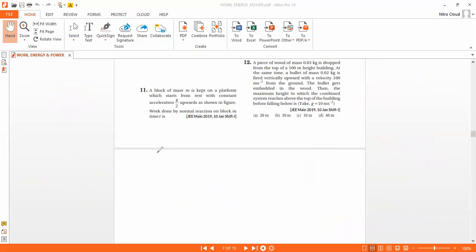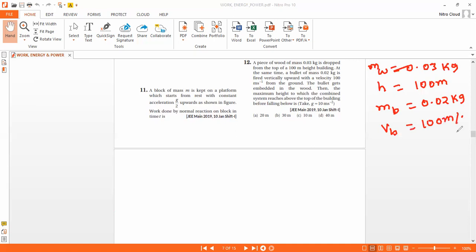One minute. Mass of wood is 0.03 kg. It is dropped from a height of 100 meter, and mass of bullet is 0.02 kg. Velocity of bullet is 100 meter per second. Now we need to find what will be the height of the combined system. Okay, fine.